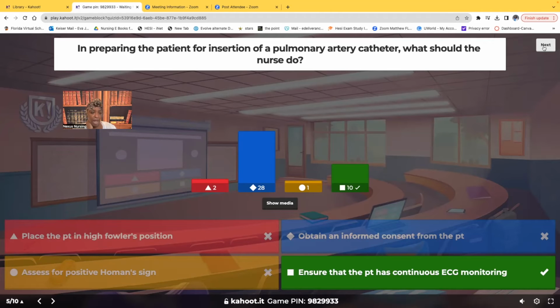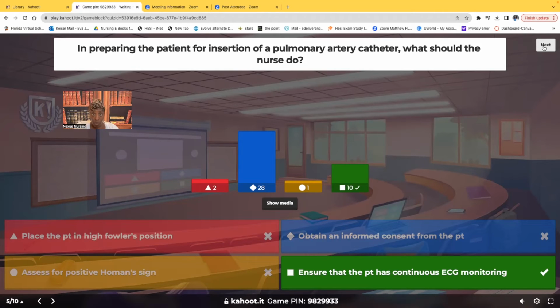Assess for a positive Homan sign. That has nothing to do with that. We're even concerned about Homan sign when it comes to maybe something like a possible thrombus. And then obtain an informed consent from the patient. All right, guys, everybody on the live, who gets the consent from the patient? I'll give you guys a second. I want you to type it in. Who gets consent? The provider. The healthcare provider.